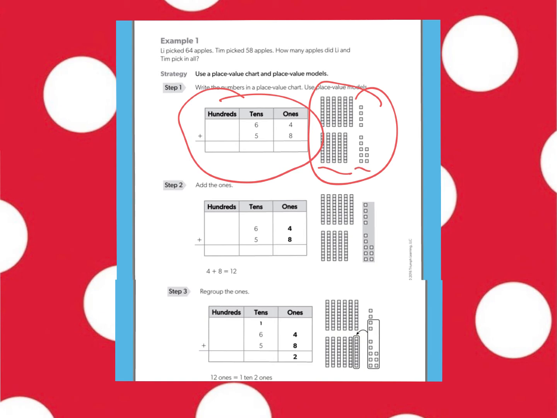So step 2 tells us to add the ones. We're going to see if we can make a new 10. So we have 8, and we need 2 more to make a 10. As you can see down here, they were able to make and regroup 10 ones and make a new 10, okay? And so instead of having 12 ones all together, we now made a new 10, so we have 2 ones left over, and we made a new 10. So when we make a new 10, we need to make sure we regroup and put it in the tens column.